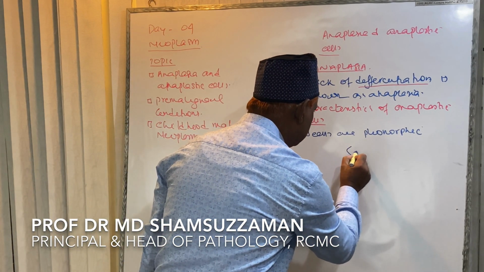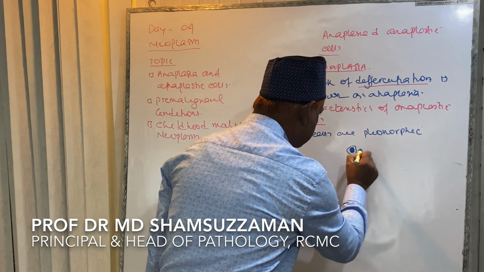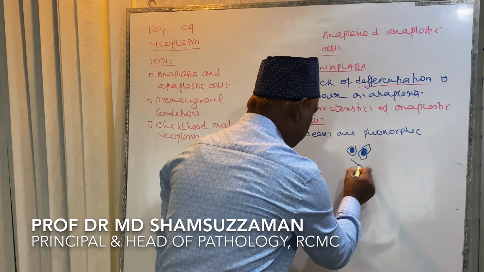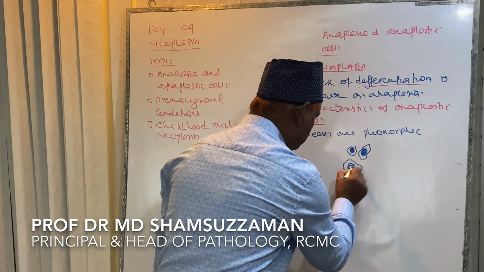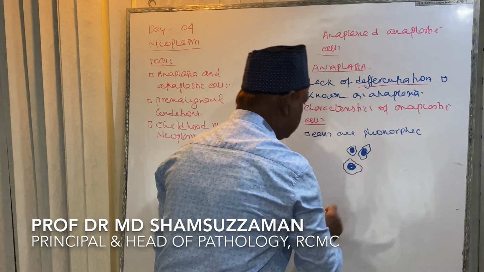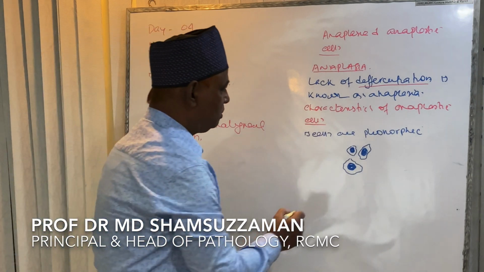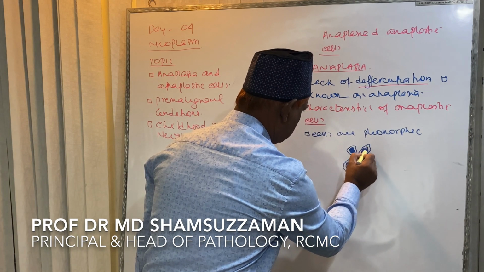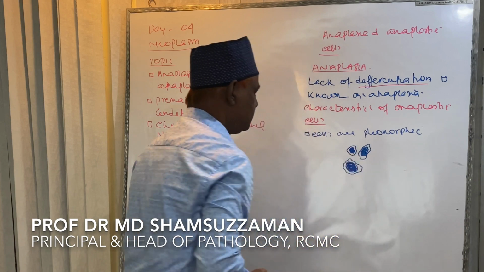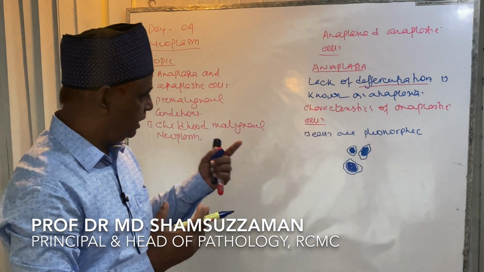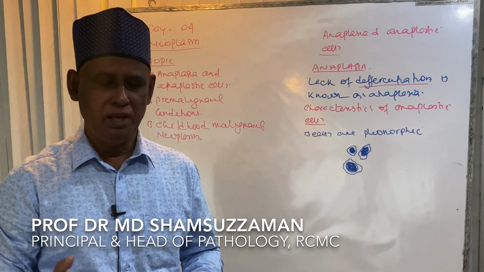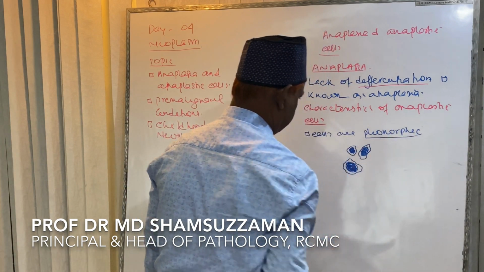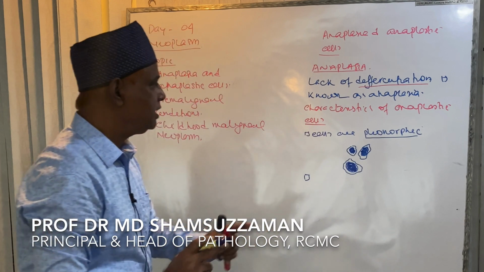So if these are the tumor cells or malignant cells, some will be small size, some will be large, some will be irregular shape with large hyperchromatic nucleus, prominent nucleoli, alteration in nuclear cytoplasmic ratio. So these are the neoplastic cells, these are the anaplastic cells, and these are the malignant cells. Different size and different shape. So cells are pleomorphic.